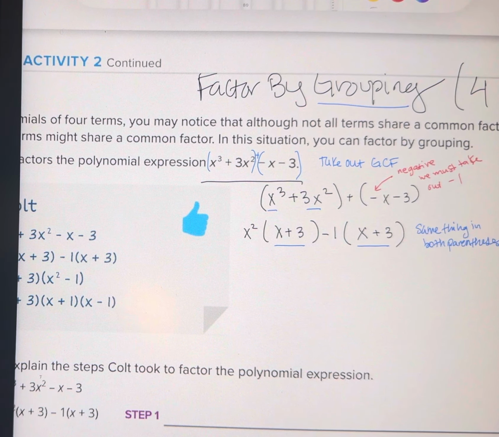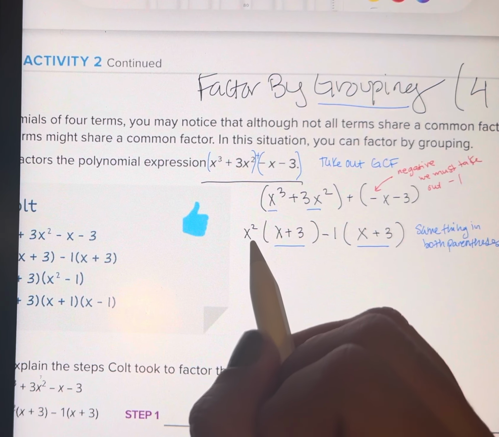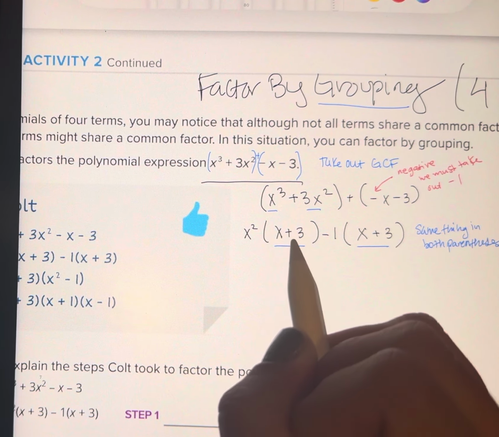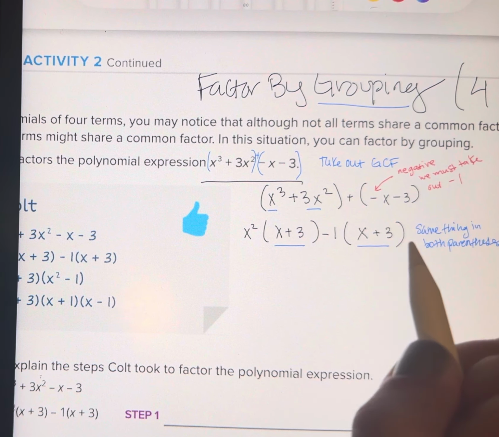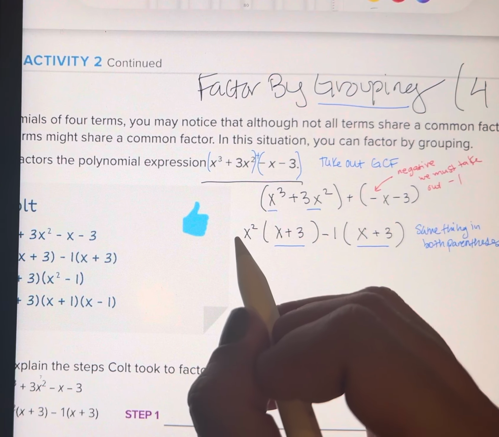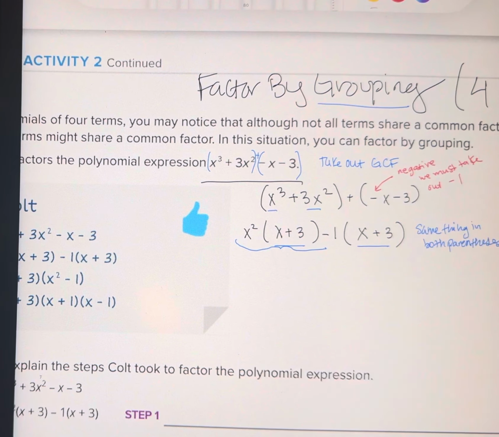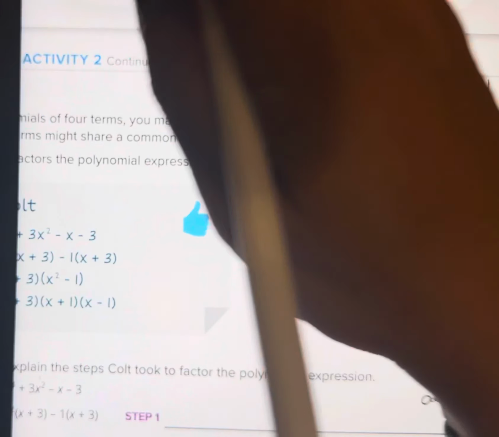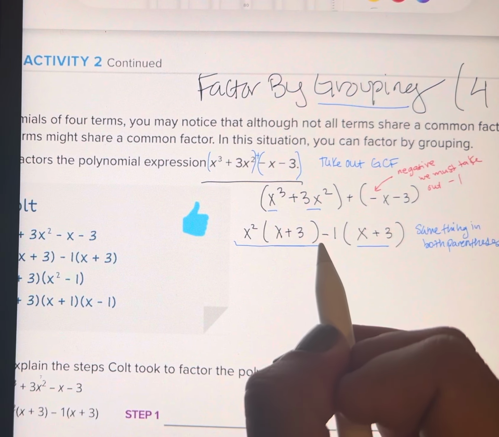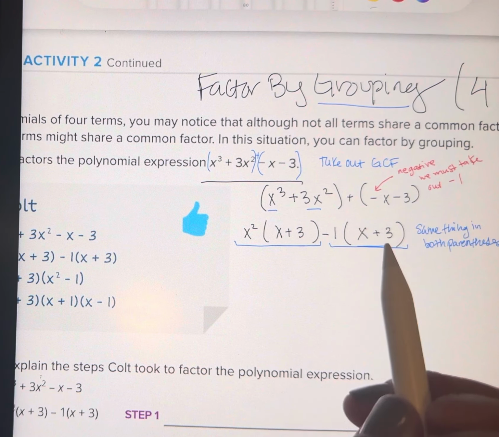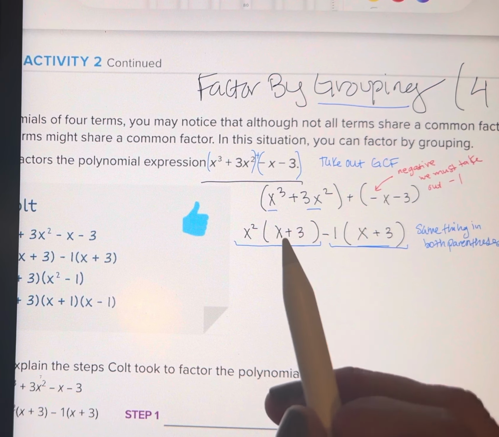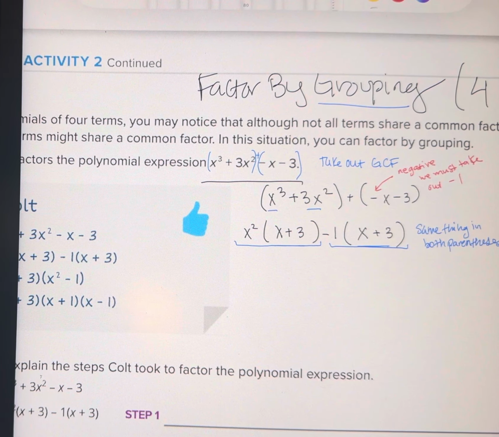So, what this really is, you guys, so you understand, this is x squared times this minus 1 times this. And if you think of this as a term and this as another term, these 2 terms have x plus 3 in common. They both have an x plus 3. So we can factor out the GCF again, which in this case is x plus 3. Okay?